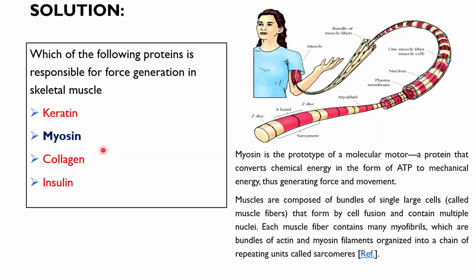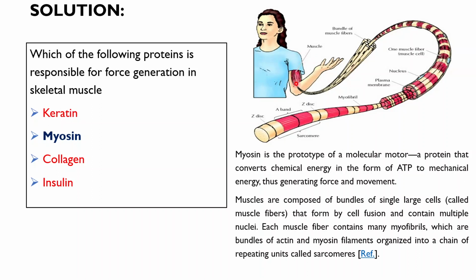So myosin is the prototype of a molecular motor. That is, it is a protein which converts chemical energy in the form of ATP to mechanical energy, thus generating force and movement. As we have discussed previously while discussing non-dividing cells, we discussed the neurons. The muscle cells or the skeletal cells are also another form of non-dividing cells, a differentiated cell that has reached its highest level of differentiation or specialization.